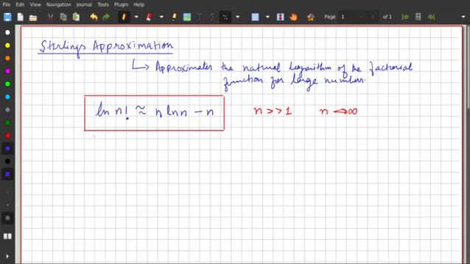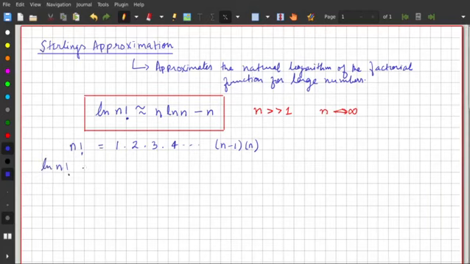Okay, so this is what Stirling's approximation is. Let's see how this comes about. If you think about the n factorial function, what it is basically is a product of 1 into 2 into 3 into 4 and so on up to n minus 1 into n. So this is the product of n natural numbers. Okay, and if you take the logarithm of this, you get log of n factorial, which is basically the log of the product of all the natural numbers till n.